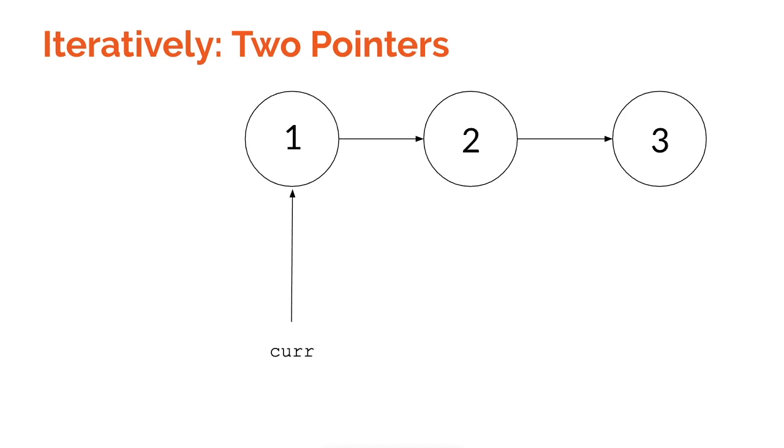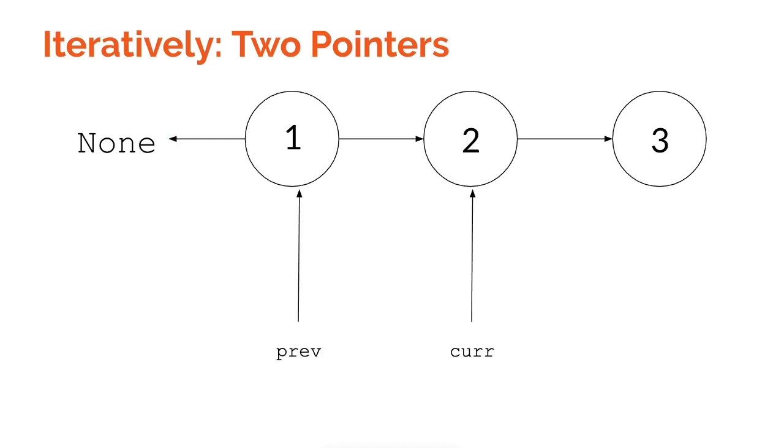The way we're going to do this iteratively is with two pointers. The first pointer, our current pointer, is going to point at 1, and our previous pointer is actually going to point to none. And the reason we do this is so that our current pointer's next can point to our previous pointer. That's the definition of what it means to reverse a list, right? And then after that, we're just going to move our previous and current to the next nodes.